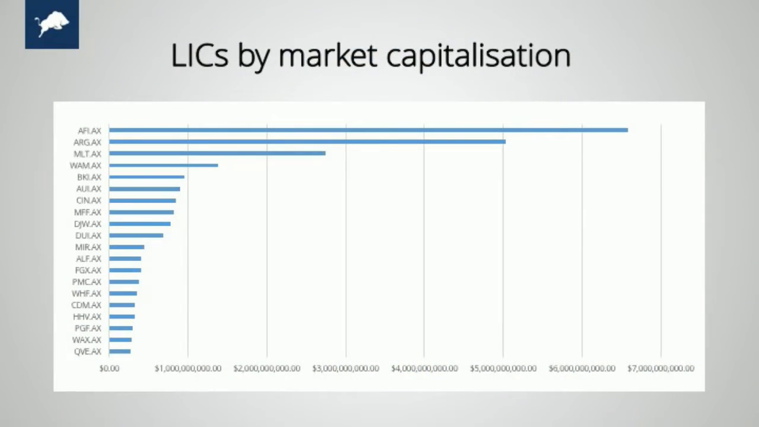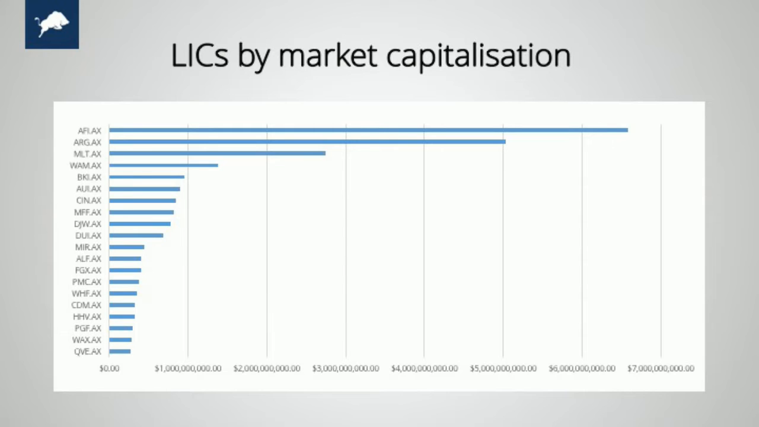Now, this next slide is why I'm slightly not negative on LICs, but it's something to be a little bit wary of and just to keep in mind. This slide shows the top 20 listed investment companies by market capitalization. You've got AFIC at $6.5 billion, you've got Argo at $5 billion, you've got Milton at just under $3 billion, and then you've got WAM, and then you've got everything else a distant fourth or fifth.